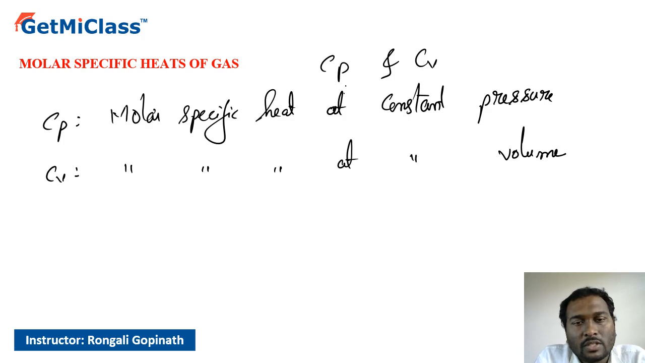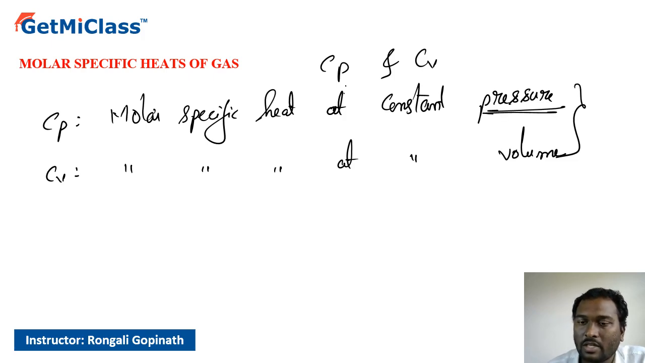So what is the definition of this molar specific heat? We have learned about specific heat in calorimetry. What is the meaning of specific heat? It is the amount of heat energy required to raise the temperature of a unit mass of a substance by 1 degree Celsius, right? So if I talk about molar specific heat, can I say it like this? It is the amount of heat energy required to raise the temperature of 1 mole of a gas by 1 degree Celsius. I can raise the temperature under different conditions, right? So out of all those conditions, I'm considering two conditions. One is at constant pressure and one is at constant volume, right?